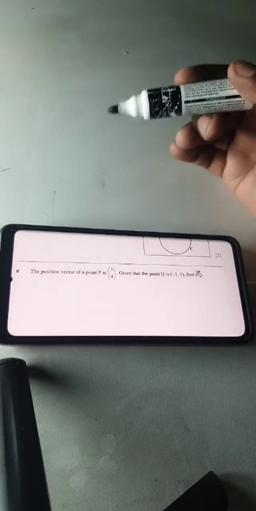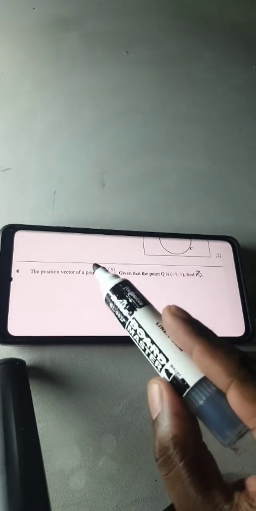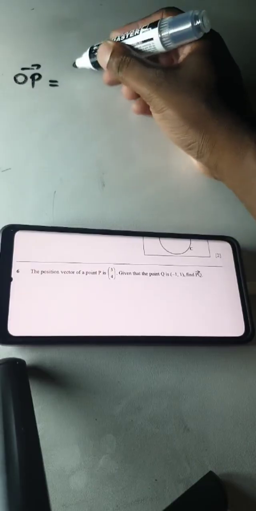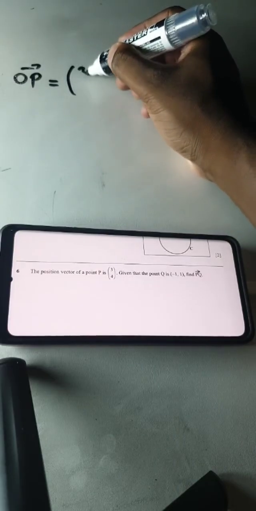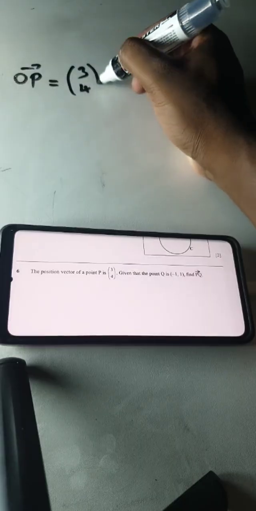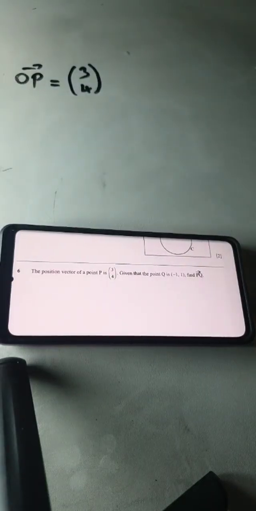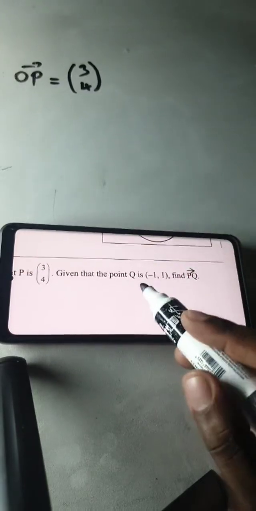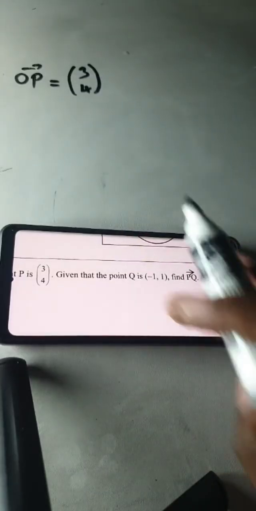Question number 6 is saying the position vector P. Have you seen the difference? This is a position vector P, which of course we can write as OP. It is equal to (3, 4). Have you seen that, right?